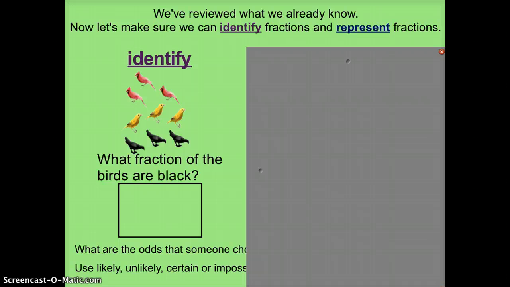Let's look at another one. I need to identify what fraction of the birds are black. So I'm going to count. There's 3 black birds out of a total of 9. 3/9 of the birds are black.